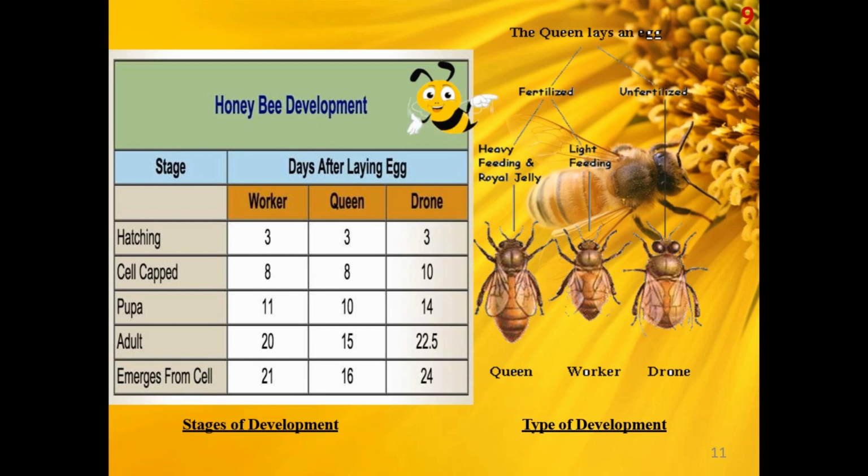Can you see there are some pictures? At first, the queen lays eggs, and then they are fertilized or unfertilized. The unfertilized ones become drones, which collect honey from flowers. Those that are fertilized have two types: heavy feeding and light feeding. Heavy feeding makes a queen, and the other is a worker.